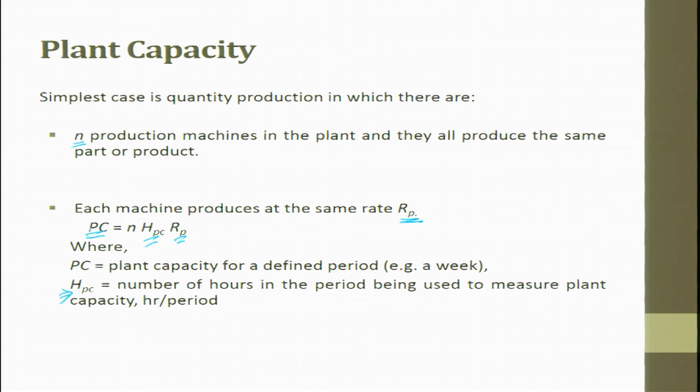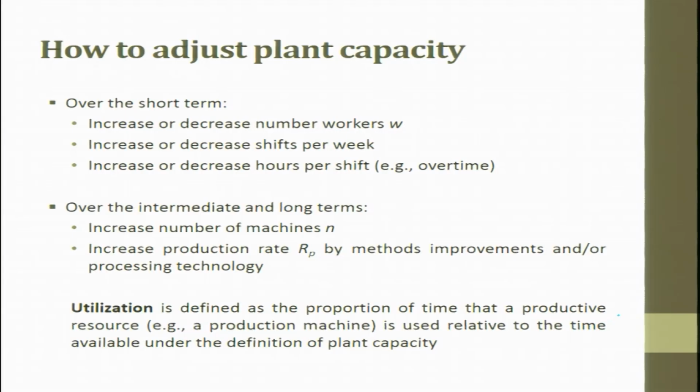Okay. So, with this, what are we trying to do? We are trying to calculate the plant capacity. How do we adjust the plant capacity? It can be adjusted in two ways: one is over a short term period, the other is over an intermediate or a long term period. So, how do we adjust it?